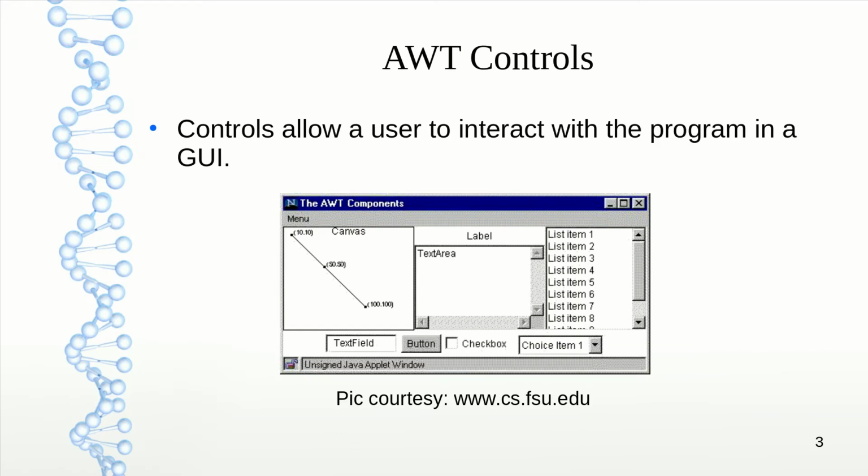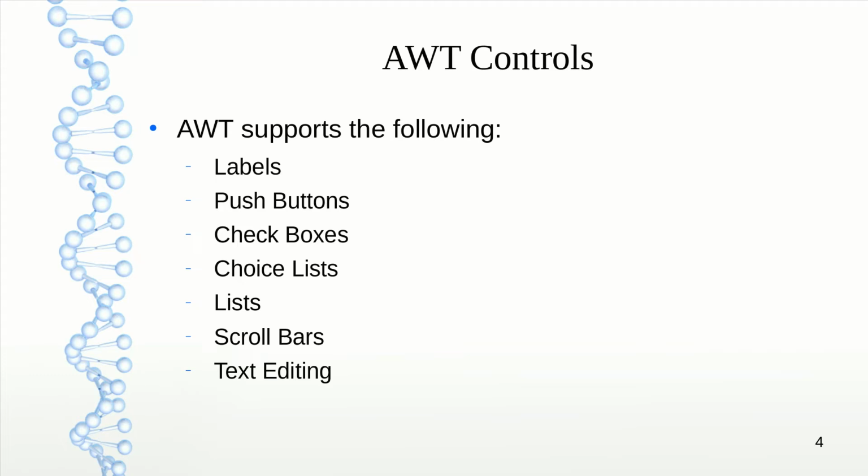Controls allow a user to interact with the program in a graphical user interface. In the figure, you can see a few controls like the canvas, label, a list box, a text field, a button, a checkbox, and a combo box. The main controls supported by AWT are labels, push buttons, checkboxes, choice lists, scroll bars, and text editing control, also called text field.